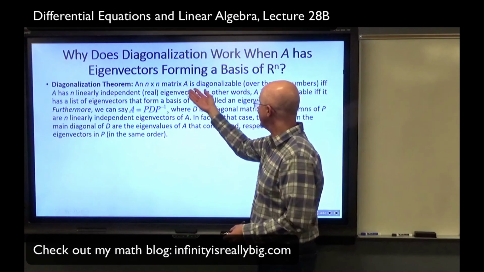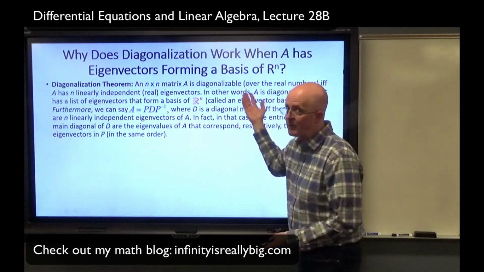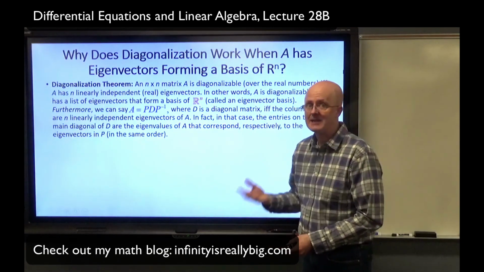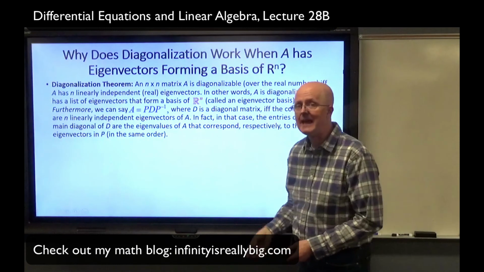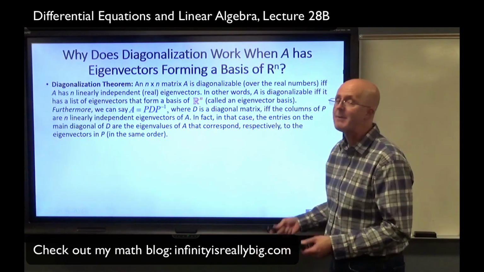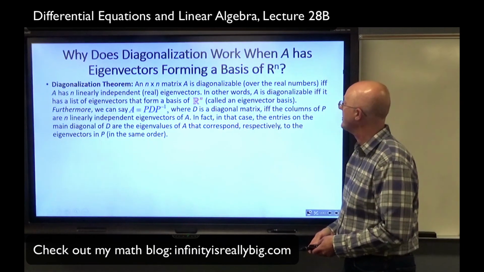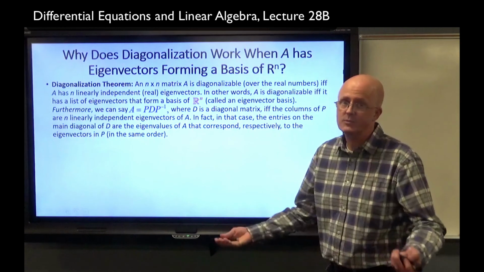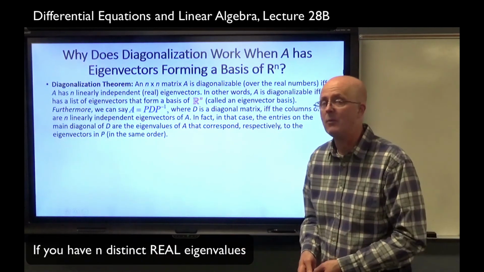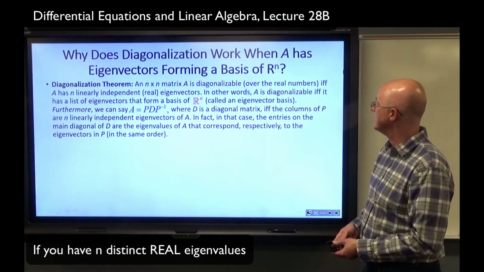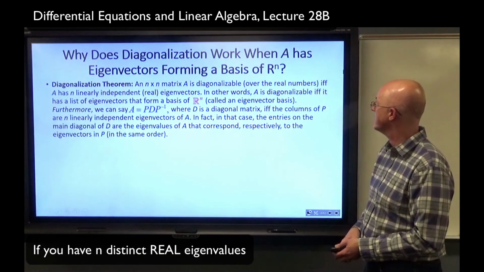An n by n matrix A is diagonalizable over the real numbers, is how we've talked about it so far. So the change of coordinates matrix P has real entries, and the diagonal matrix D has real entries. If A has n linearly independent real eigenvectors, that will definitely happen if you've got n distinct eigenvalues, which would all necessarily have to have multiplicity 1 in that case. In other words, A is diagonalizable if it has a list of eigenvectors that form a basis of Rn called an eigenvector basis.